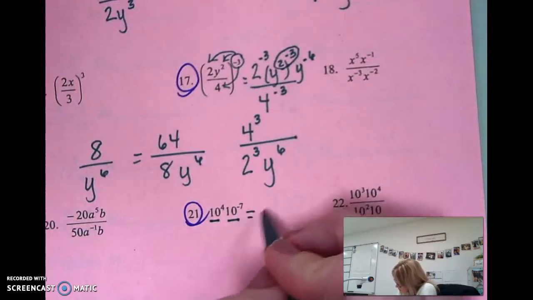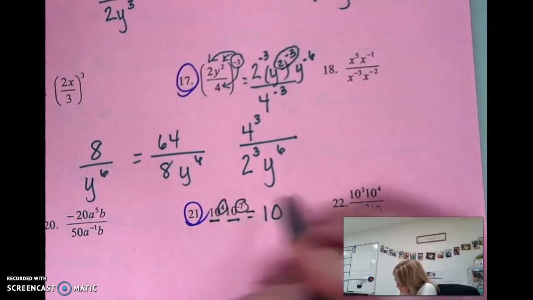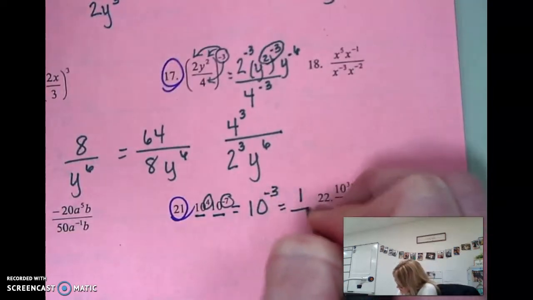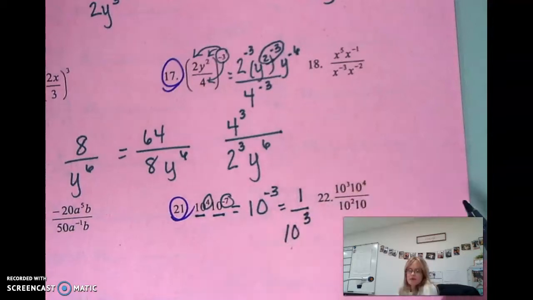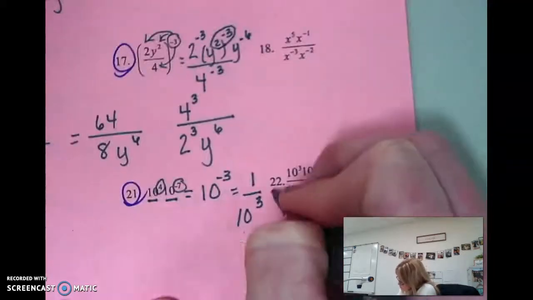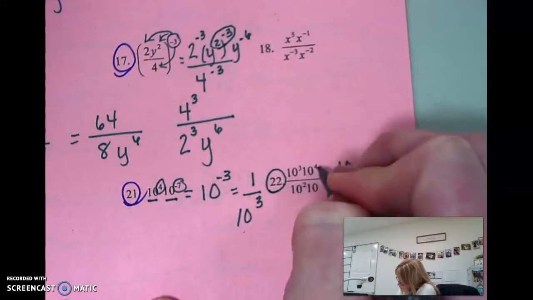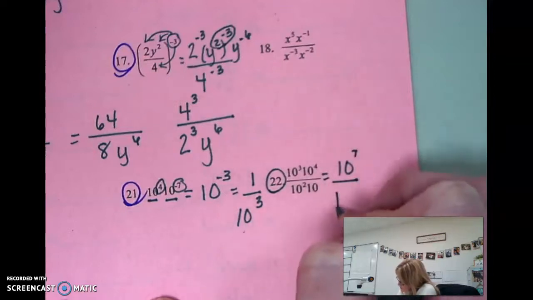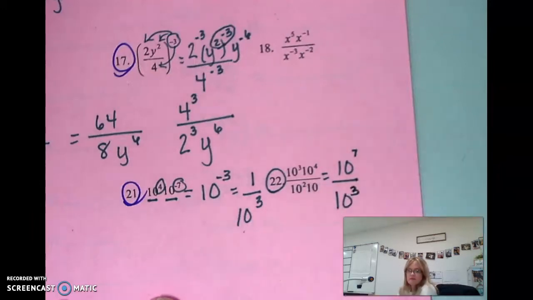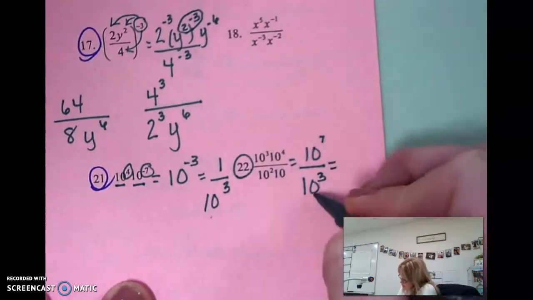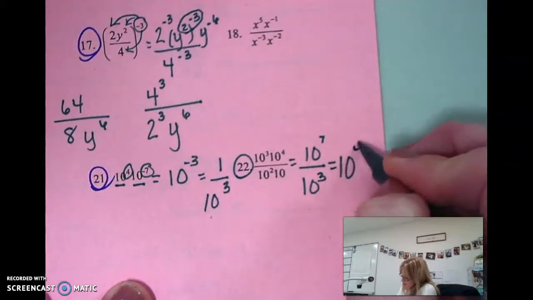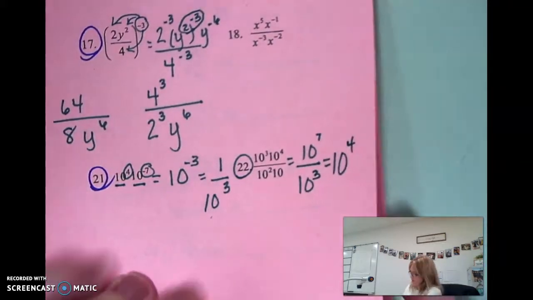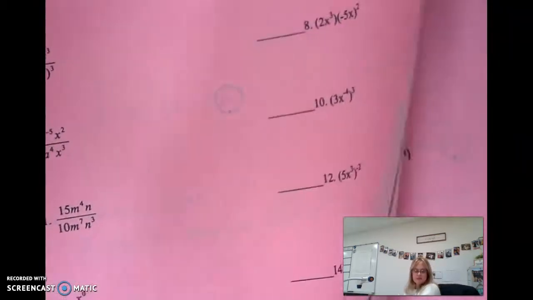Well, this would be 10 to the 4 plus negative 7, which is negative 3. But how do I make that a positive 3? I move it to the bottom. So if you look at 22, this is 10 to the 3 plus 4 or 7 over 10 to the 2 plus 1 or 3. I have 7 tens on the top, 3 tens on the bottom, or a difference of 4 tens total on the top. So there are a lot more problems that you can practice through, but those should give you some ideas.